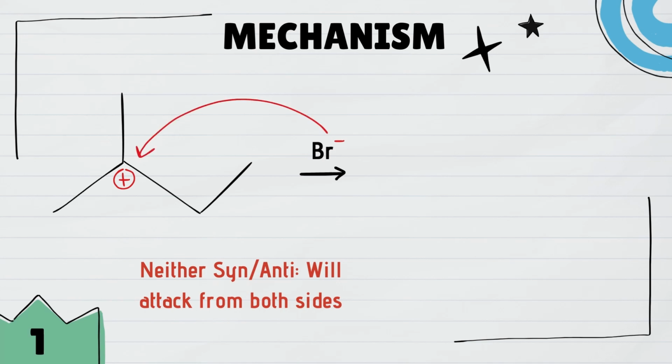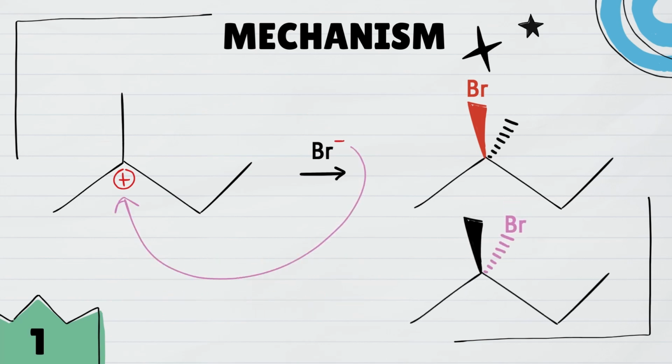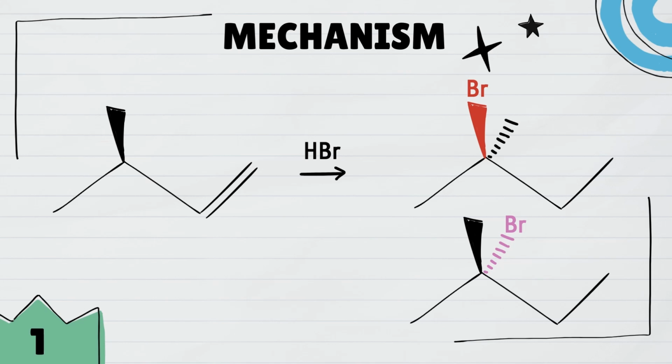So let's see the arrow. Check it out. Bromine can approach from the front, forming this product here, or it can approach from the back, forming this other product here as well. So why is that important? Well, if these molecules were chiral, you would be forming a racemic mixture of enantiomers, one wedged and one dashed. So taking a look at our original substrate, if we react it with hydrobromic acid, we will get these products here. And that's it for this mechanism.